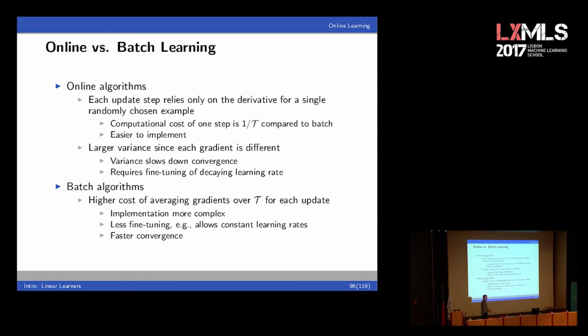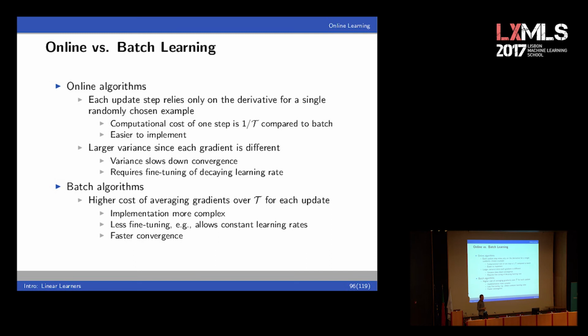For batch learning, you can use constant learning rates, which always make big steps. This is because in batch learning you're averaging all the time over all training examples, which cancels out the variance and makes the convergence rate faster, even if an update takes longer and uses more memory. So this is the trade-off between online learning and batch learning.